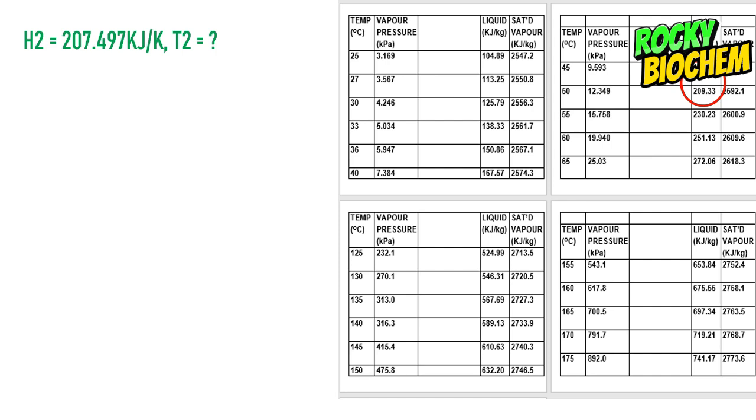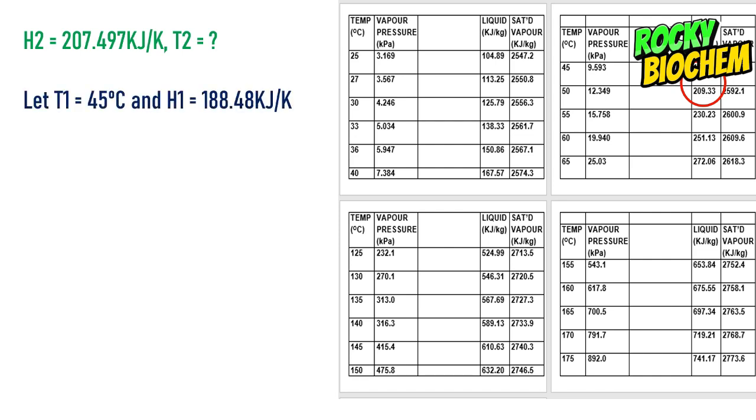So it means that 207.497 can be found between 188.45 and then 209.33. This value can be found in between the two. So we are now going to base on these two to work out the corresponding temperature for the 207.497 kilojoule per Kelvin.